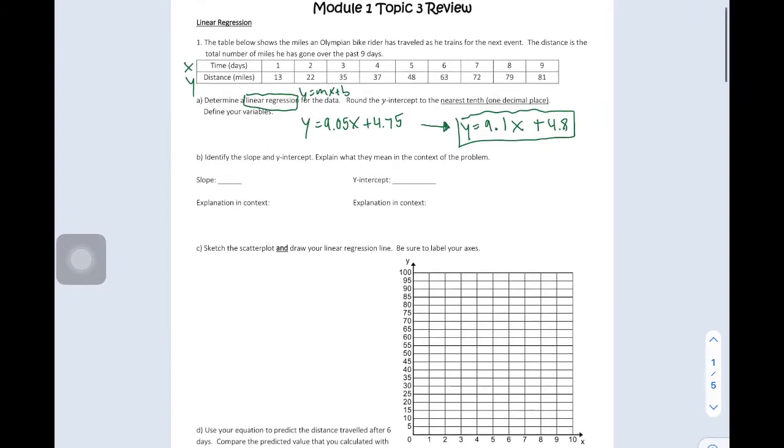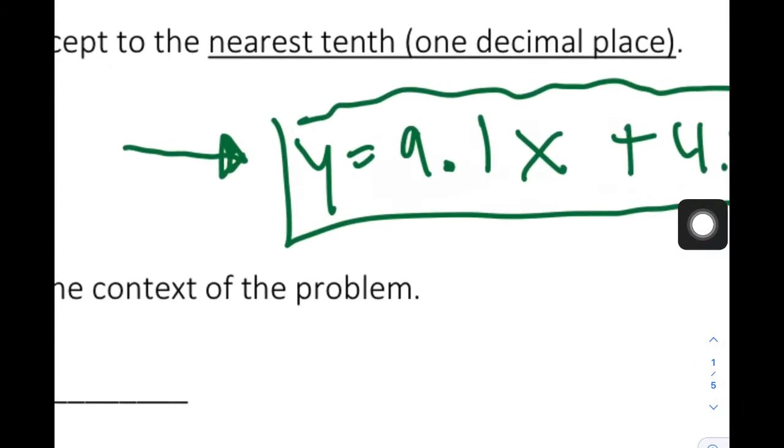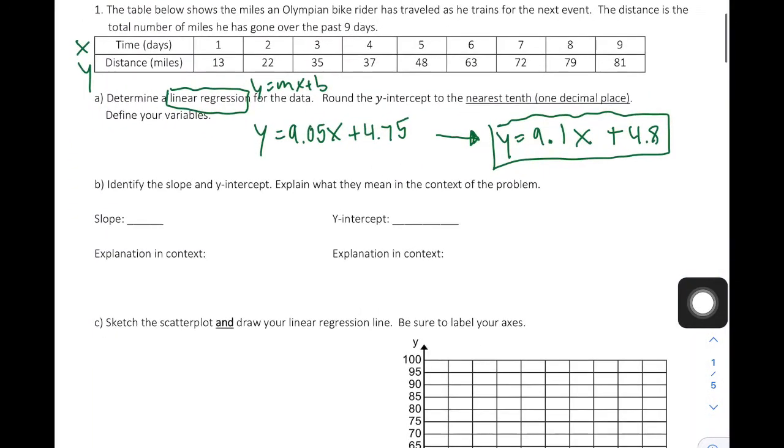Okay, so now that we have this, guys, the rest of the problem is pretty much easier. Identify the slope and the y-intercept and explain what they mean in the context of the problem. Well, the slope is the number that's with your x. That's your m. So in this case, it's 9.1.